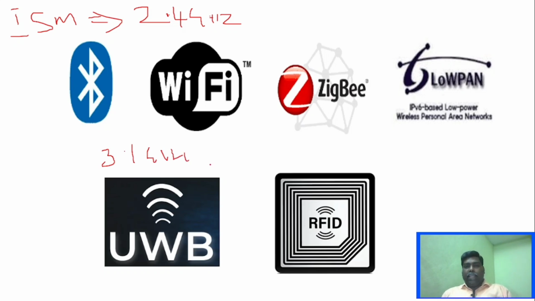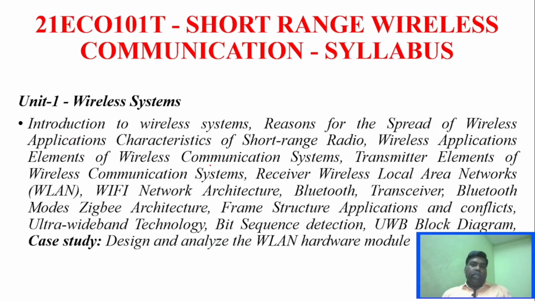And like that, each and every short range technology has its own frequency range and coverage range as well. And depending upon the coverage range, we have different applications, right? So this is just a small introduction about this particular subject. And in this subject, you will study 5 different units where you will study about the wireless systems, transmitters, receivers, different standards, even optical technologies, all these things.